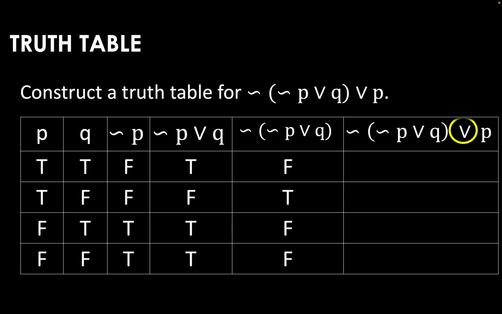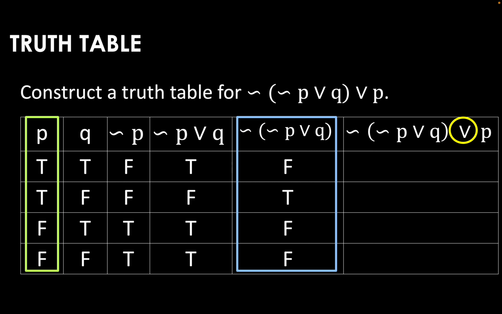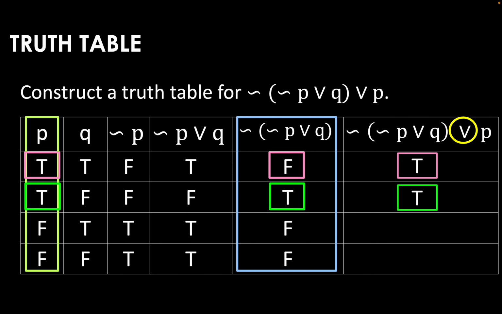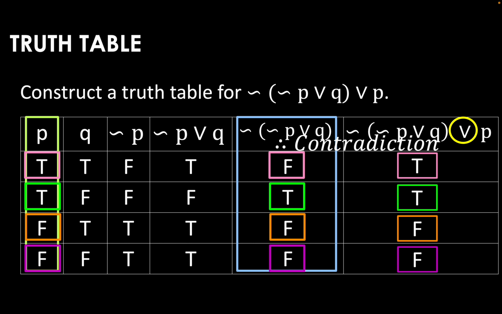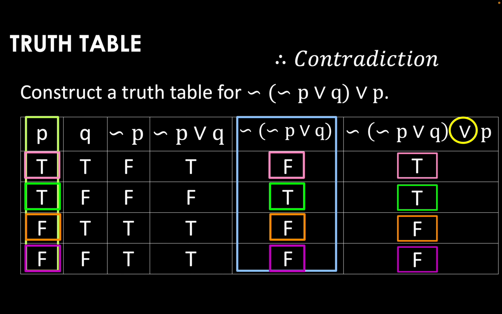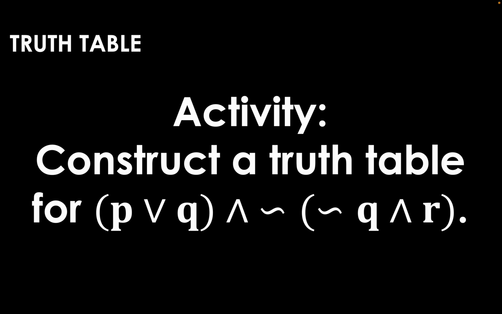Next, since we've already found the not P or Q, let's find this one as a whole. So the symbol is still or, disjunction. So our first statement is not P or Q, and our second statement is the P statement. Disjunction is false only when both statements are false. So we have true, true, false, false. So that is a contradiction since the final answers are mixed. So you try to answer this one in your activity.